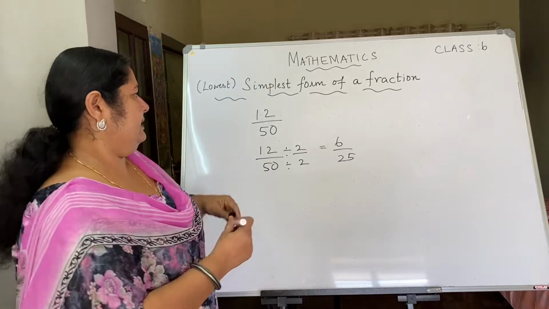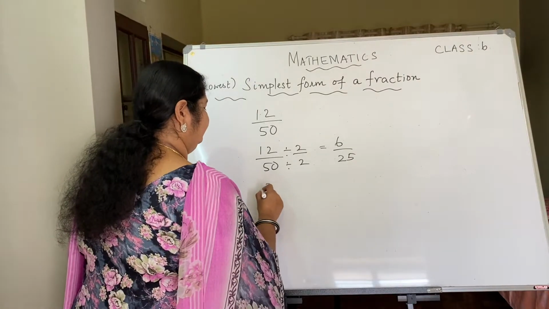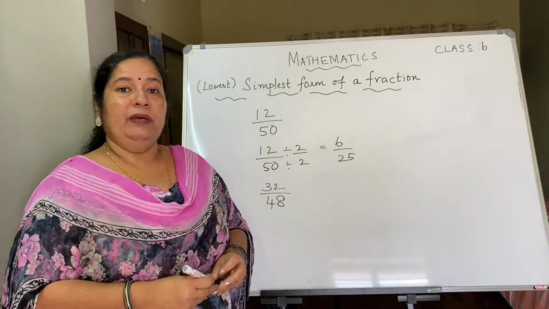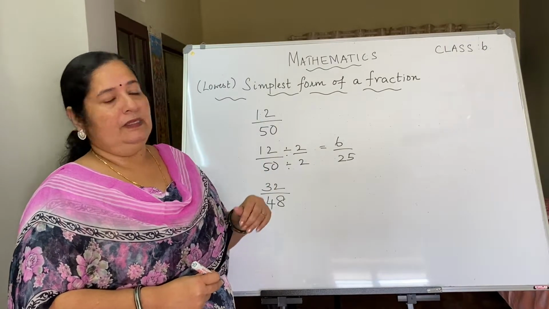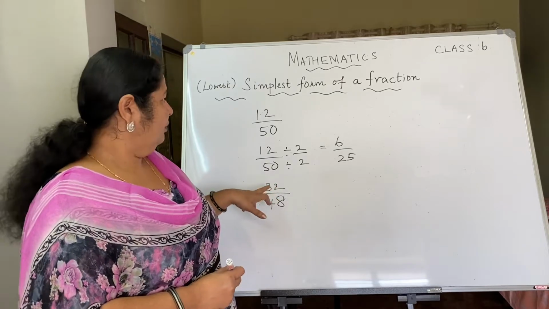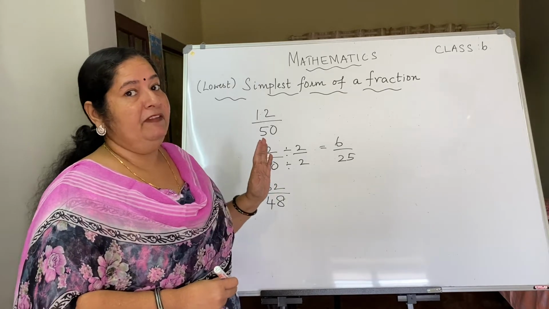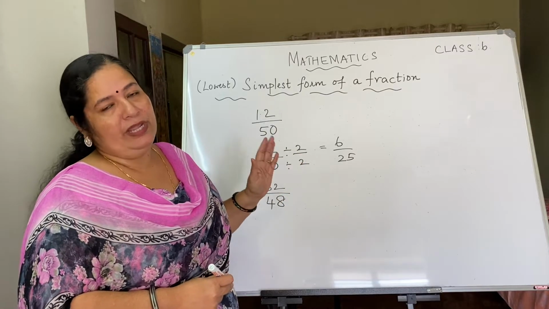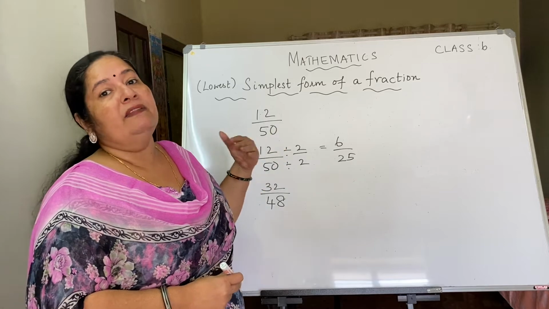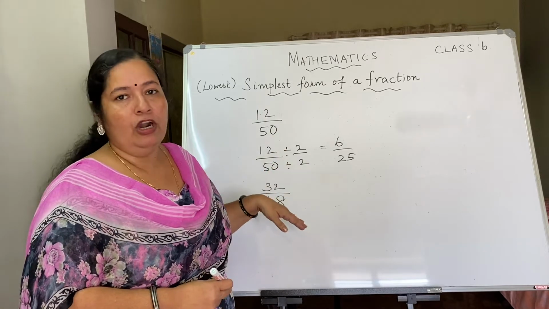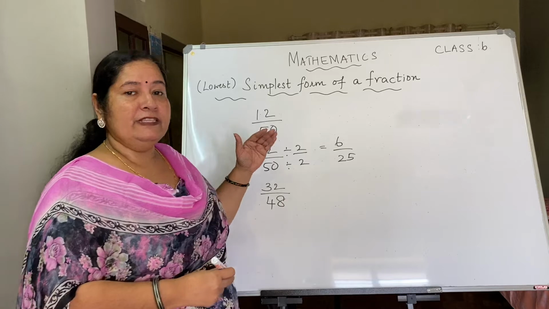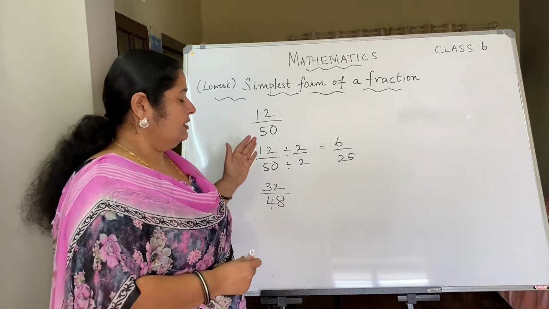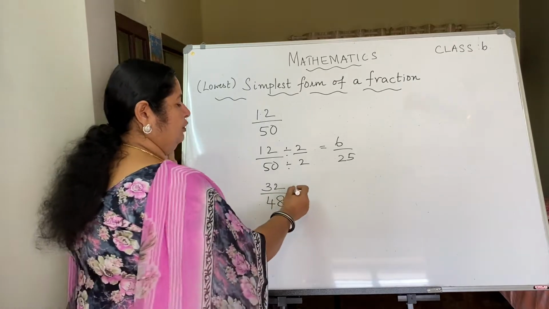One more example let us take. 32 by 48. Now here, 32 and 48 are even numbers, because the units place digits, 2 and 8, are even numbers, which means they are divisible by 2. So they are not coprimes. So as a first step, what do you do? You divide both of them by the same number. So start with the least. So you divide both of them by 2.